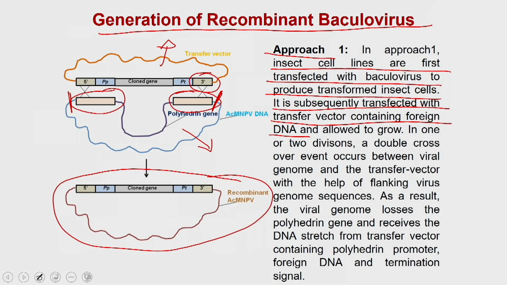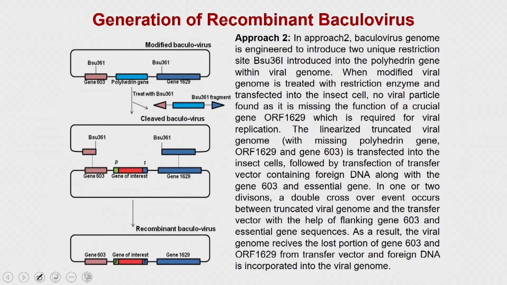And as a result, you take this virus and you can use that for protein production. In approach 2, the baculovirus genome is engineered to introduce two unique restriction sites, BSU 361, onto the gene 603 as well as onto the gene 1629, and both of these genes are present in the polyhedrin gene region within the viral genome.